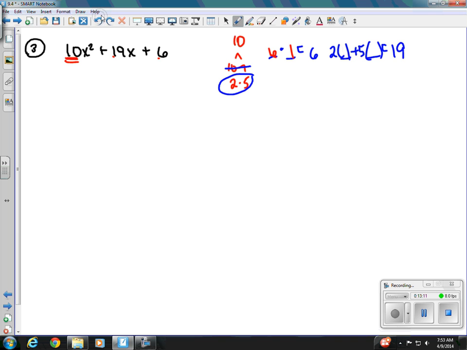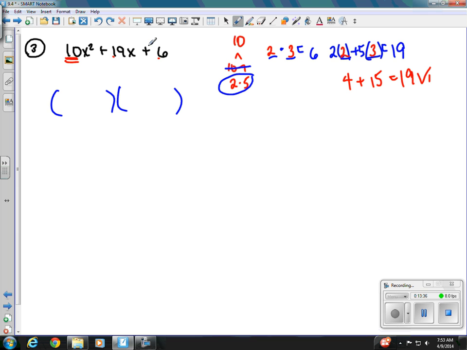So if 6 and 1 didn't work, let's try 2 and 3. 2 times 3 and 2 and 3. So 2 times 2 is 4. Plus 5 times 3 is 15. 4 plus 15 is 19. So we finally found our winning combination. So now we make our 2 parentheses.